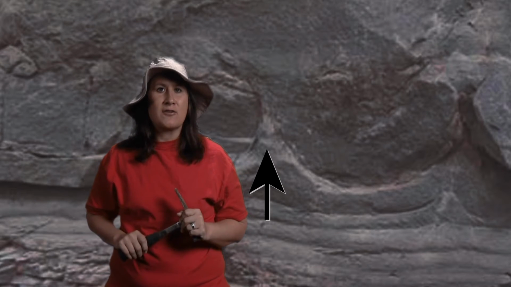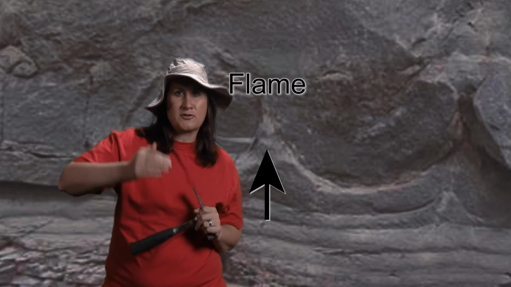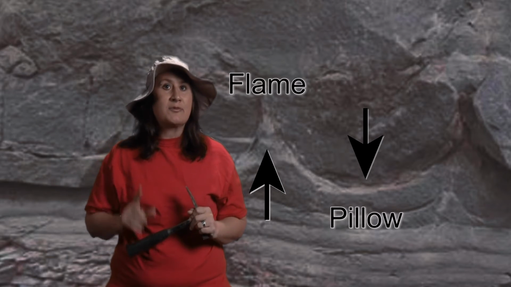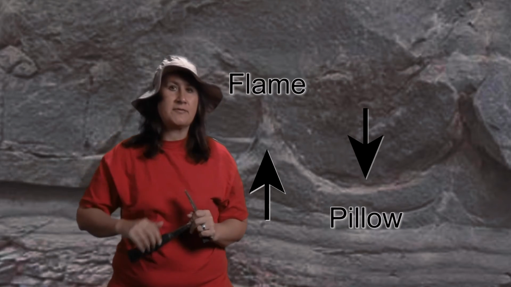Here you can see a pillow and flame structure. Pillow and flames form when you have a sandy layer overlying a wet, muddy layer. Some of that mud is injected up into the sandy layer, forming the flames, and some of the sand is forced downward, forming the pillows. So here, the flames point up and the pillows point down.